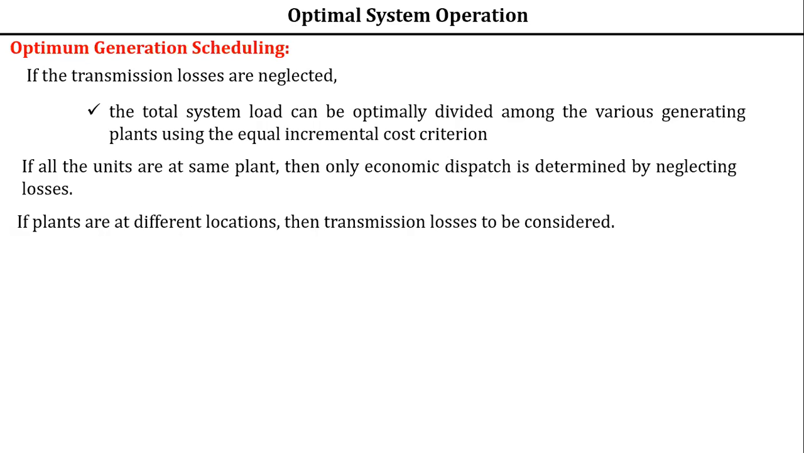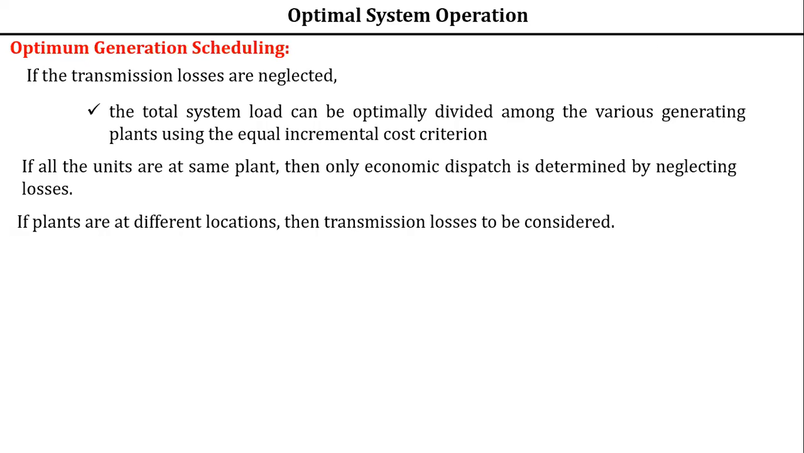If all the units are located at the same plant, you neglect transmission losses, you find out economic dispatch. If plants are at different locations, then you have to transmit the power over a transmission line, then transmission losses are to be considered. So these are the two things you have to remember in your mind.